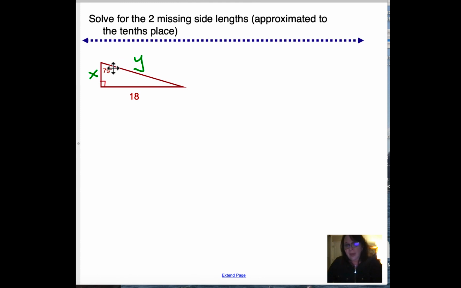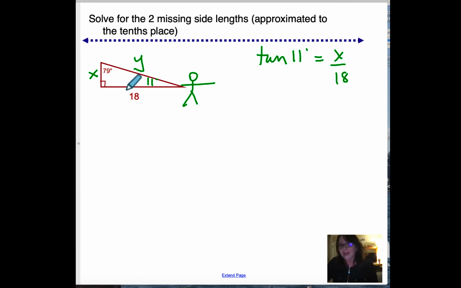So first off, actually, what I want to do is go 90 minus 79, of course, is 11. So I'm going to put that right here, because if I was standing here, I'm going to use tangent. Tangent of 11 degrees is equal to x over 18. I did that so that I didn't have the x on the denominator.